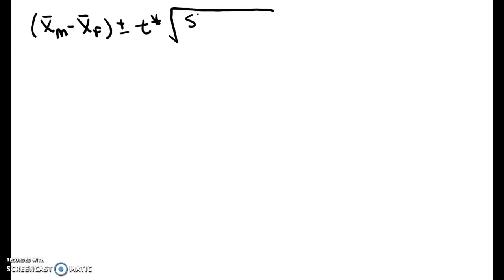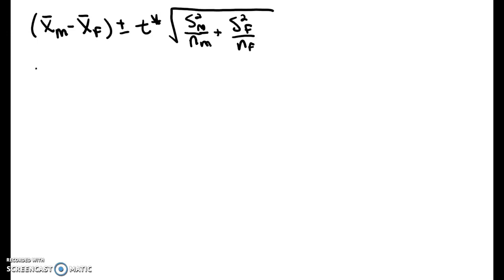Okay, so now that the conditions are checked, we can move on to the do step. So we have our estimate, which is the difference in the sample mean. So the mean of the males minus the mean of the females plus or minus our critical value, which is T star, which is somewhere on the table. And then our combined standard error here for males and females. And so S squared of the males over the sample size plus S squared of the females over the sample size of the females. So a lot going on.